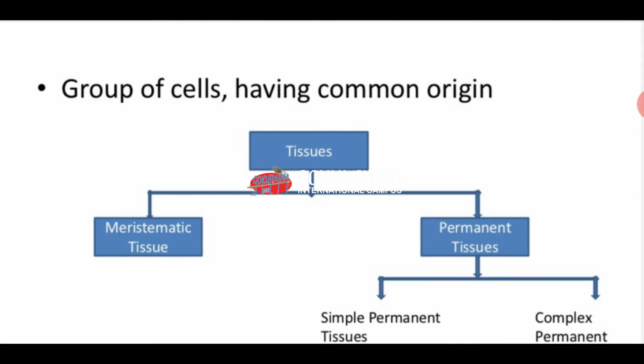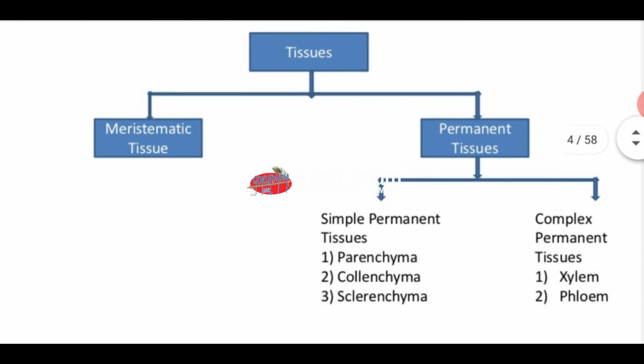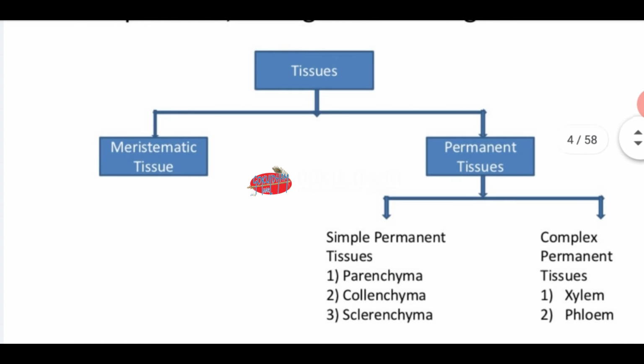So there are two types of tissue. First one is meristematic tissue and the second is permanent tissue. In previous classes we discussed meristematic tissue. Now we will discuss permanent tissue. There are two types of permanent tissue: first is simple permanent tissue and second is complex permanent tissue.